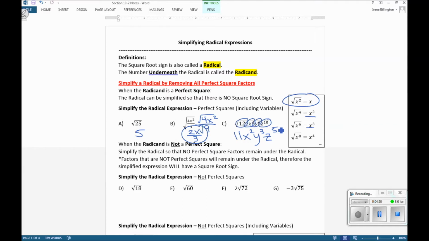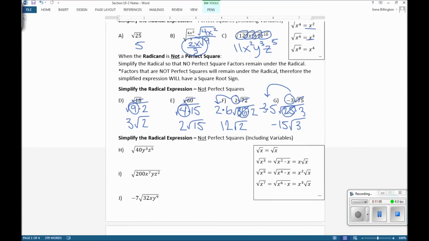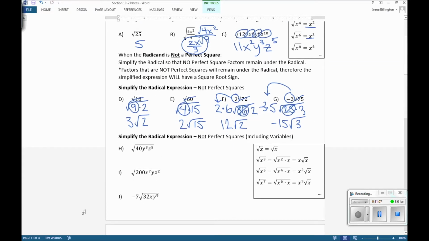make sure that there aren't any factors that have perfect squares underneath your radical sign, okay? And because you aren't starting with a perfect square, your final result is going to have a square root sign as part of the solution. All right, let's throw some variables in here as well. Okay, so the same idea of how we deal with our numbers.